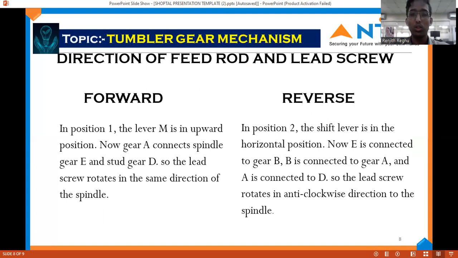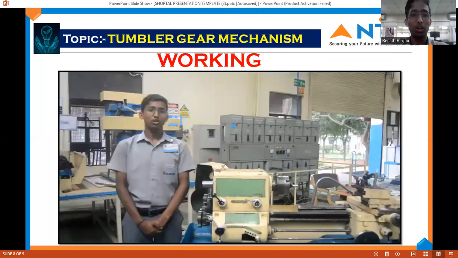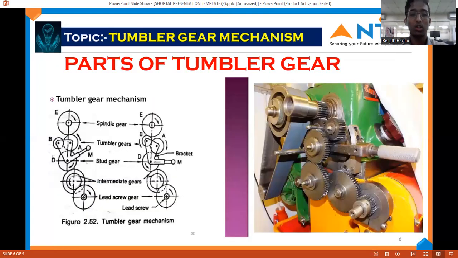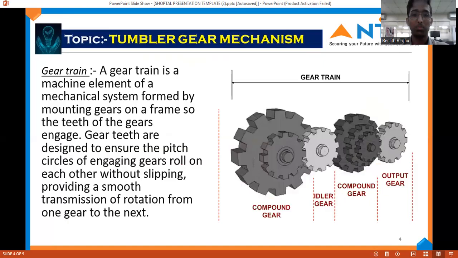In reverse, in position 2, the shift lever is in the horizontal position. Now E is connected to gear B, B is connected to gear A, and A is connected to D. So the lead screw rotates in the anti-clockwise direction relative to the spindle. It is rotating anti-clockwise to the spindle.